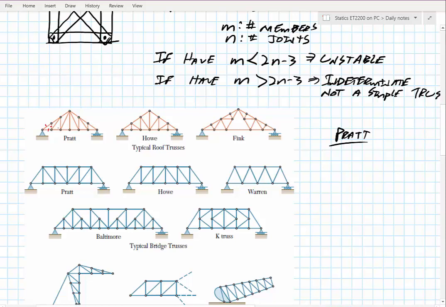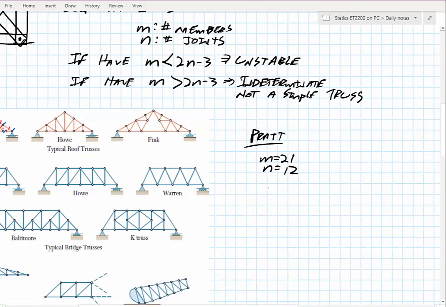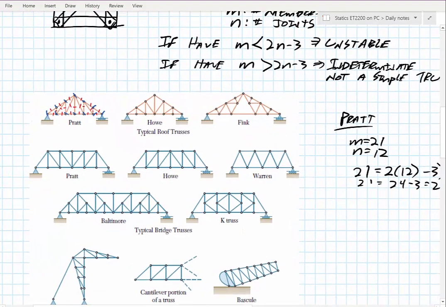I have 1, 2, 3, 4, 5, 6, 7, 8, 9, 10, 11, 12, 13, 14, 15, 16, 17, 18, 19, 20, 21 if I did my math right. And my number of joints, I'll do that in blue so I can see it: 1, 2, 3, 4, 5, 6, 7, 8, 9, 10, 11, 12. Looking at our equation then, is it true that 21 is equal to 2 times 12 minus 3? That would be 24 minus 3, which is equal to 21. So yes, we have confirmation that that is actually a simple truss.